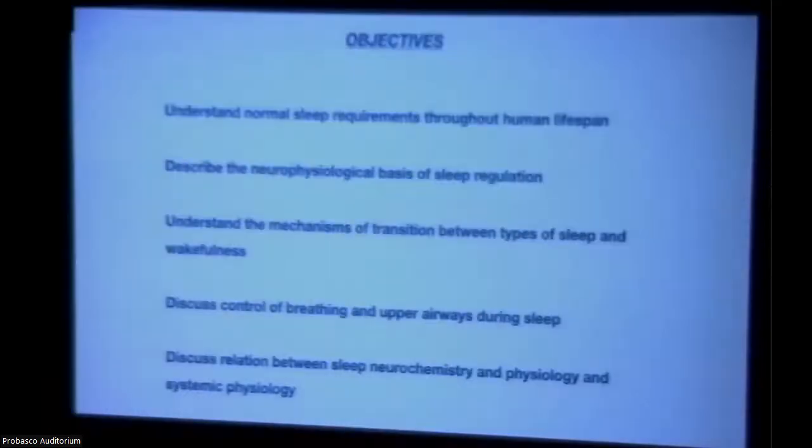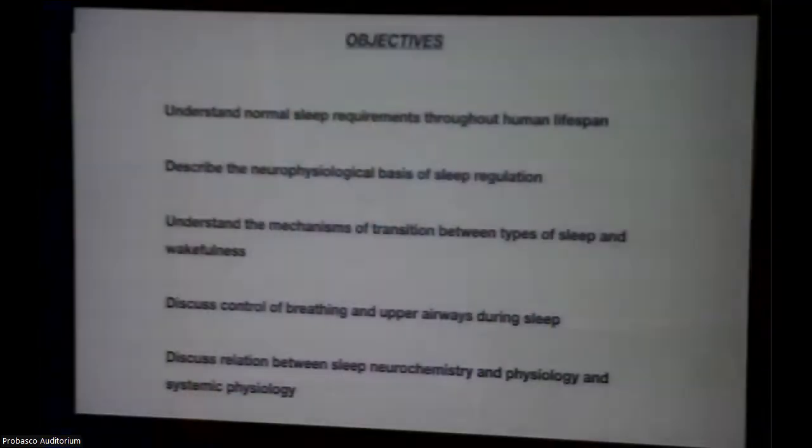So the objectives today are to describe the normal sleep requirements throughout the human lifespan. We'll be talking about the neurophysiological basis of sleep regulation and the mechanisms of transition between types and stages of sleep and wakefulness. We will briefly have an overview of the control of breathing and upper airways during sleep. And we will also be talking about the relationship between neurochemistry and physiology in terms of sleep and systemic physiology.